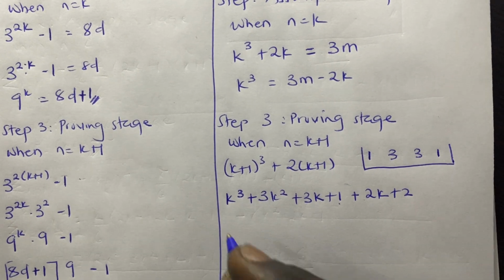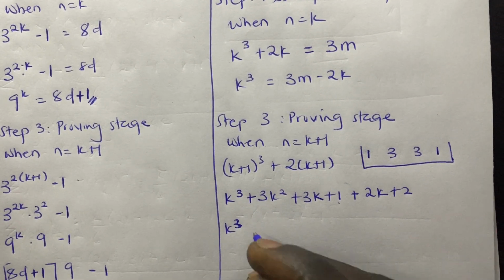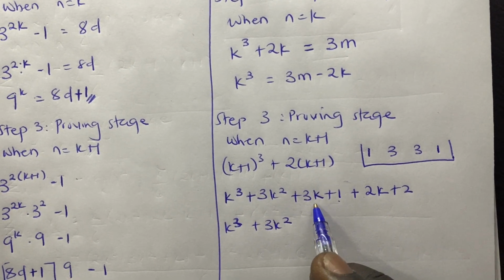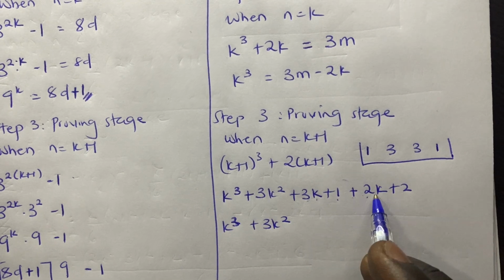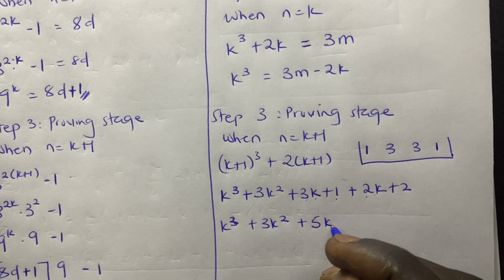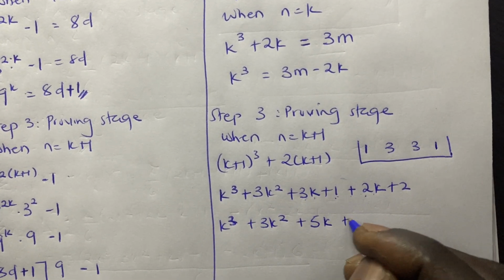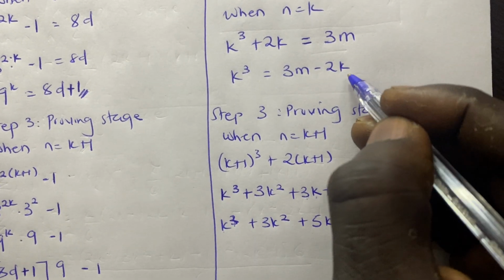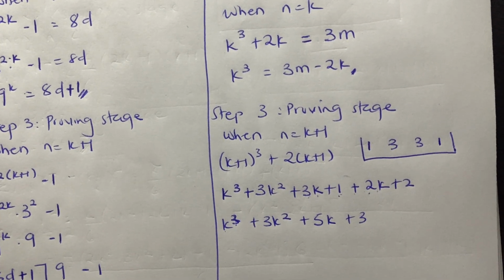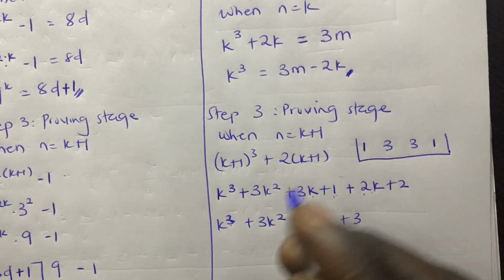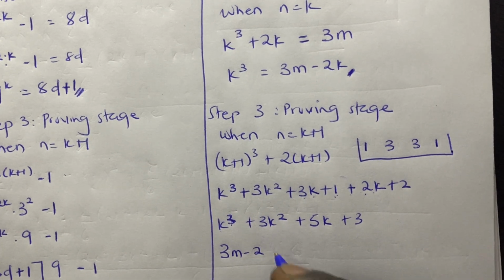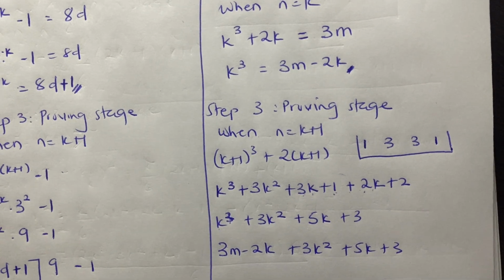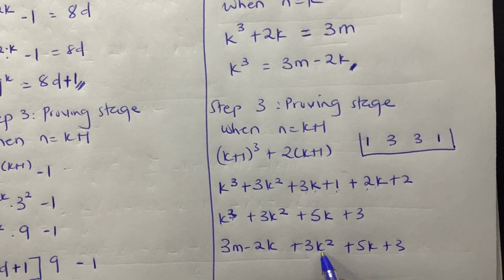So here we have only one expression for k cubed, or k raised to the power 3, and then for the k squared, one expression which is plus 3k squared. And now we can add the k's, which is 3k plus 2k. We're going to get 5k, right? And we can add this and this to give us 3. But then we know that k raised to the power 3 is the same as 3m minus 2k, right? So we can just represent this by this expression, and we are getting 3m minus 2k plus 3k squared plus 5k plus 3.